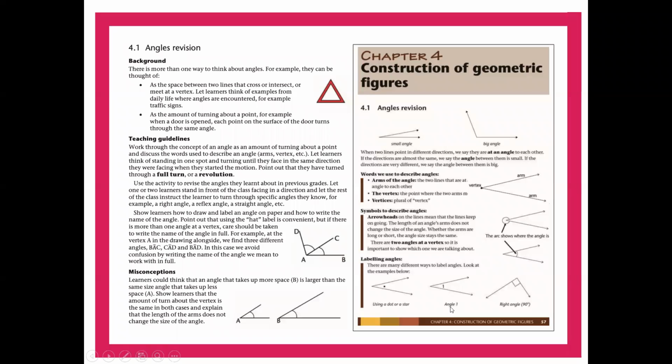There is a common misconception that if this angle takes up more space, then it means that it is larger. But the size of the angle does not depend on the length of these arms. So the arms is basically here where I'm pointing with the arrow. It doesn't depend on that.